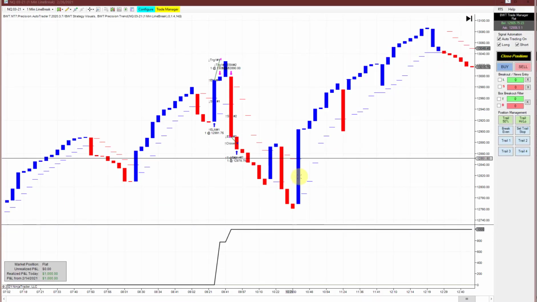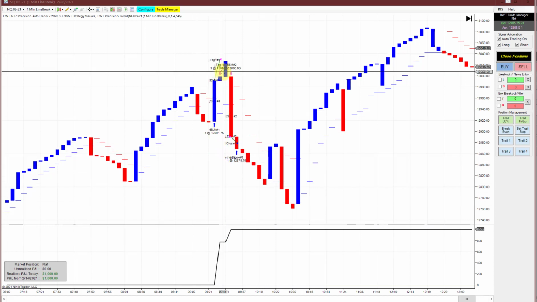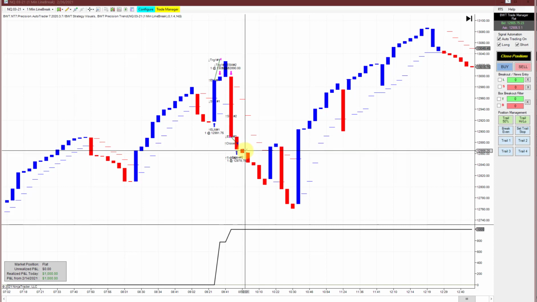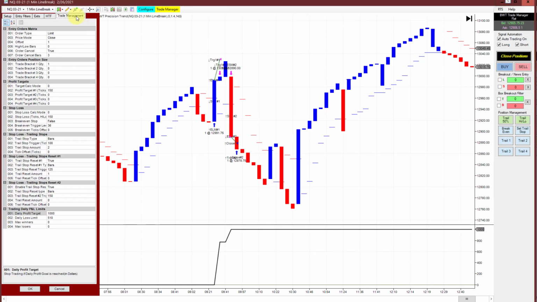Okay, I also wanted to show the 1-minute line break, which traded today automated off the open, and it hit its goal of $1,000 on 2 trades. It caught both this long and this short, and this was traded fully automated with a $1,000 target and a $500 stop loss. So nice going on the line break chart.